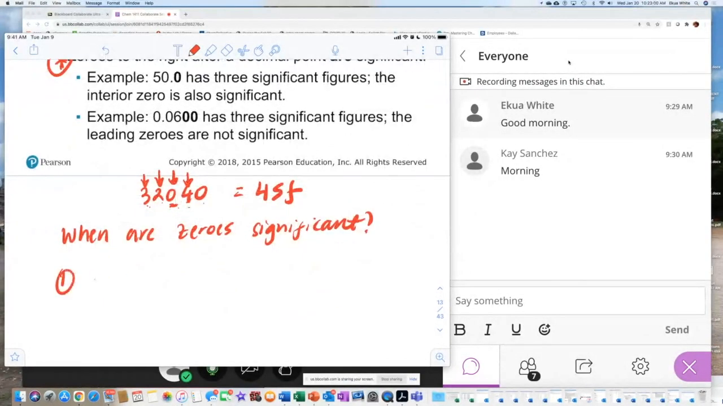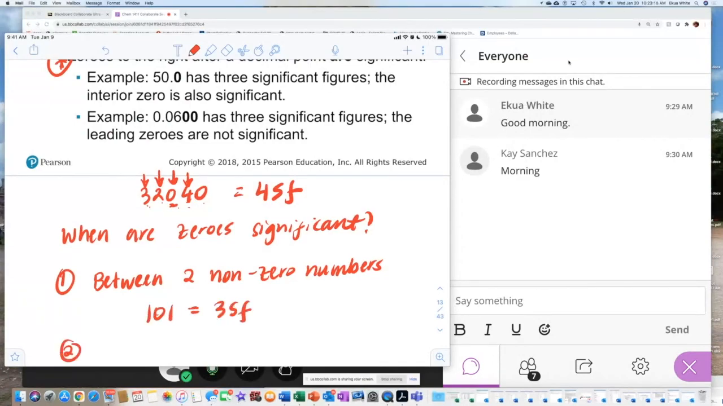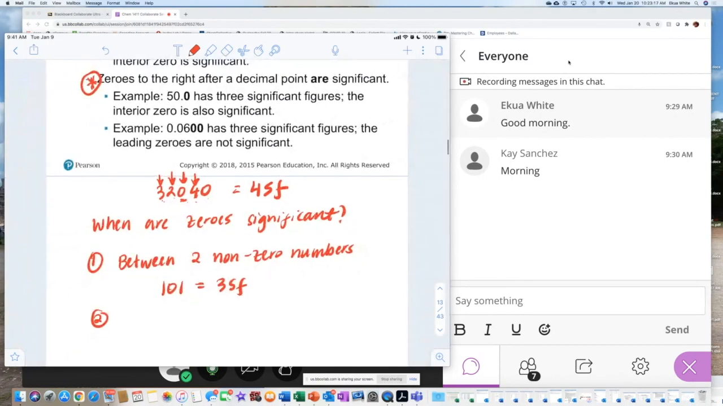Number one, we saw when it's between two non-zero numbers. That's number one. Like 101 is 3 significant figures. Number two, when you have a decimal.